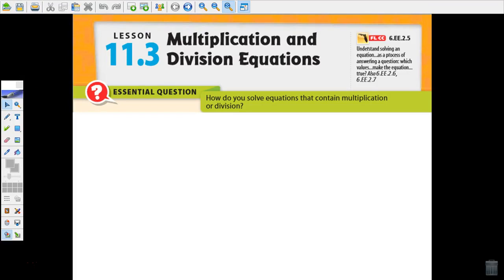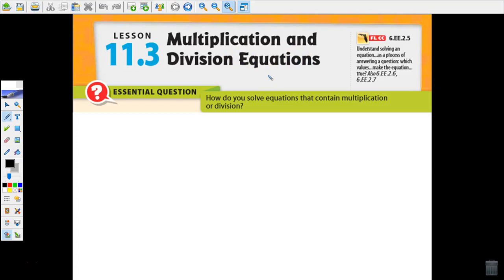We're going over 11.3 today, multiplication and division equations. So, last lesson, 11.2, was addition and subtraction equations. It's basically the same thing as that, only with multiplication and division, obviously. Okay.